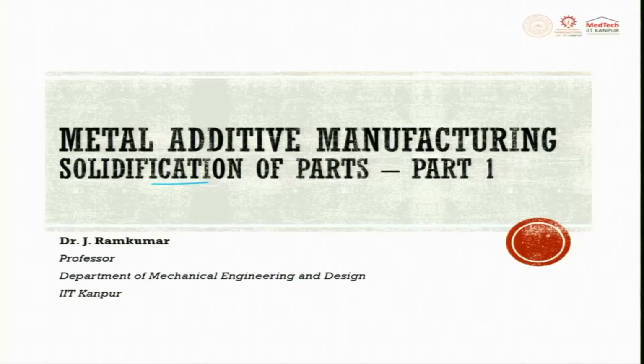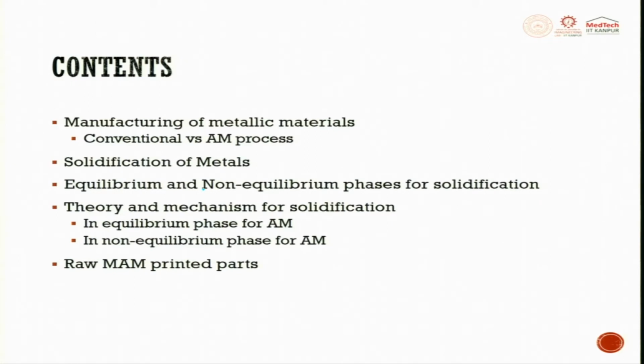But in metal additive manufacturing, it is not so easy. Why? Because here we try to build complex parts. Complex parts and complex geometry are the big USP of metal additive manufacturing. So, in this entire process, solidification plays a very, very important role. So, in this lecture, we have the following content.